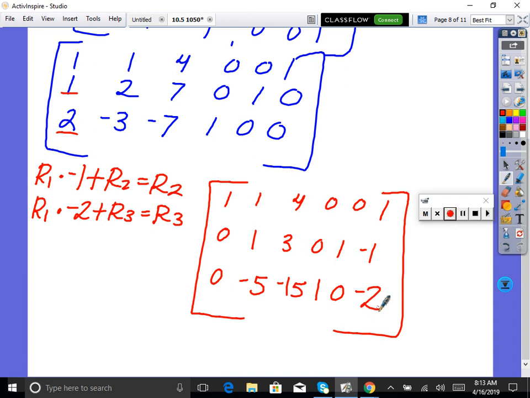Sweet. Okay, let's keep going here. Now isn't my next step to get a 0 here? So we're going to take row 2 times by 5, add to row 3, equaling new row 3. So I'm going to go ahead, you're going to calculate that. I'm going to rewrite my row 1 and 2 real quick while you're calculating this.